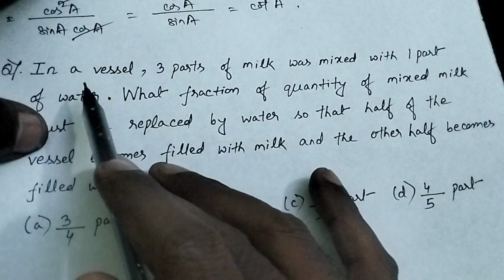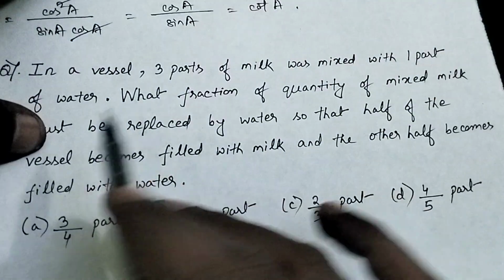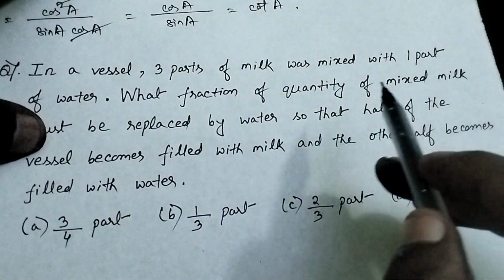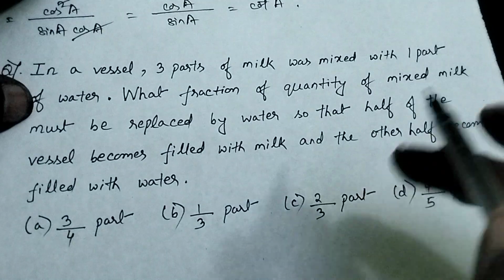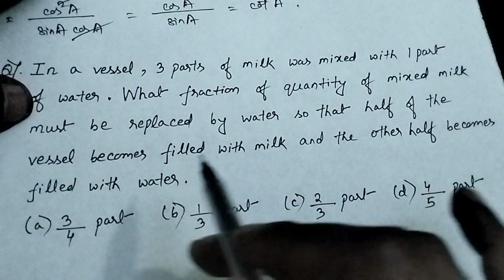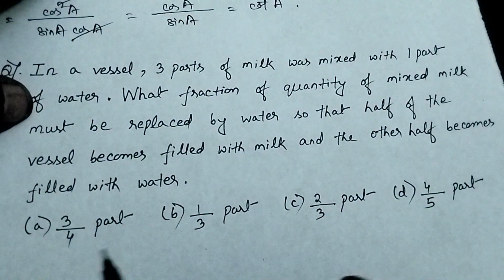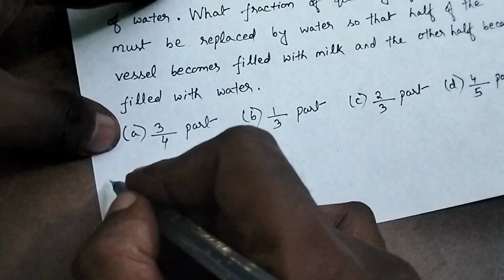Again read the question. In a vessel 3 parts of milk was mixed with 1 part of water. So what fraction of quantity of mixed milk must be replaced by water so that half of the vessel becomes filled with milk and the other half becomes filled with water? Clear? 4 options have been given. We have to find which one is correct. So let's start the solution.